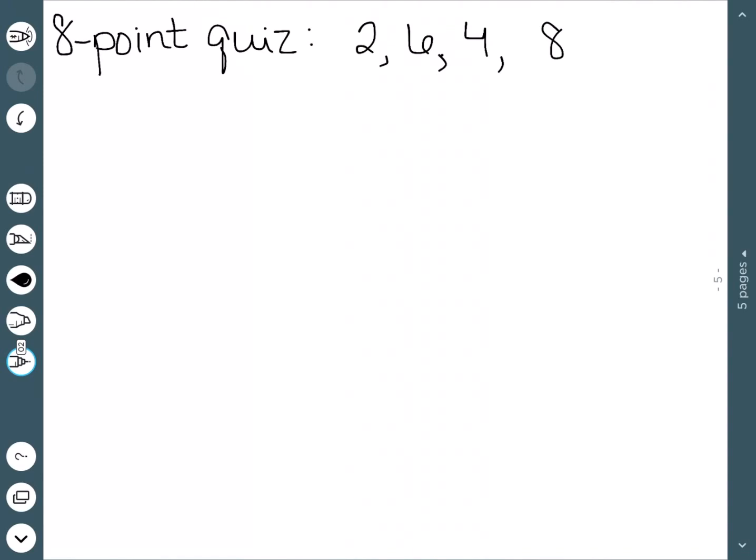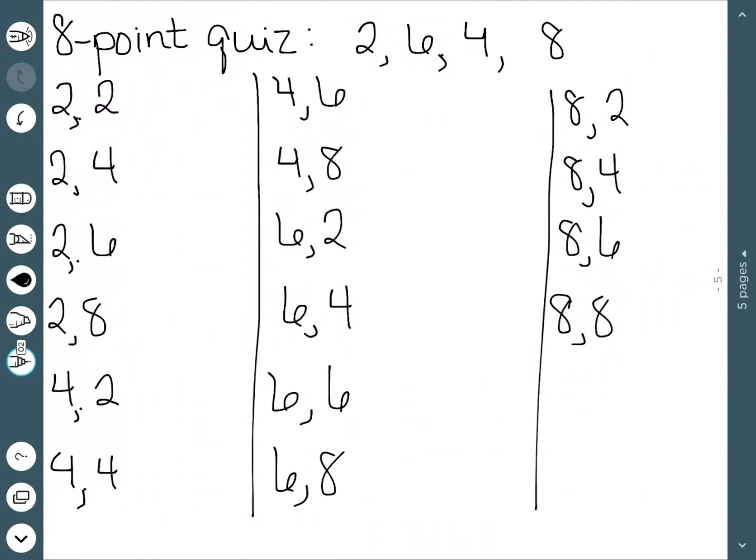Let's suppose I give an 8-point quiz to a total of 4 students. This is a very small class. And my 4 students scored a 2, a 6, a 4, and an 8. My first step is to pick all of the samples of the same size. I'm going to consider samples of size 2, and we do this with replacement. So these are all the possible ways to get 2 students out of my 4.